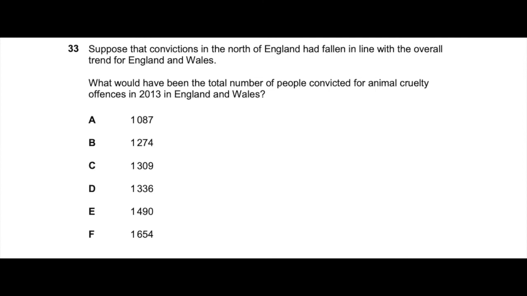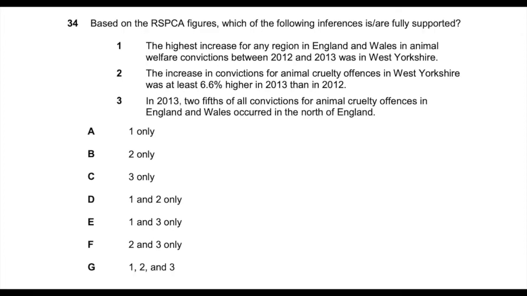Question 33. What would have been the total number of people convicted for animal cruelty offences in 2013 in England and Wales? The correct answer is B because of the following. If the figure in the north of England had fallen by the same as in England and Wales as a whole, 11.7%, then the figure for the north would have been 531 multiplied by 100 minus 11.7, divided by 100, equals 468.873 equals 469. Therefore, the total figure for the whole of England and Wales would have been 1371 minus 97 equals 1274, option B.